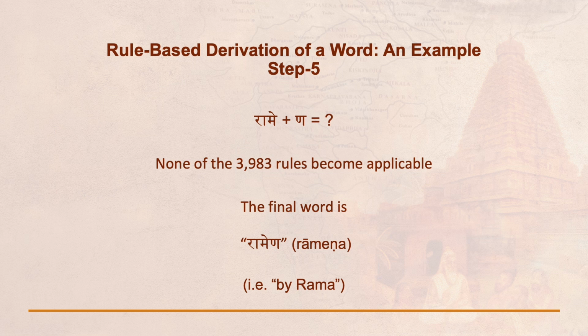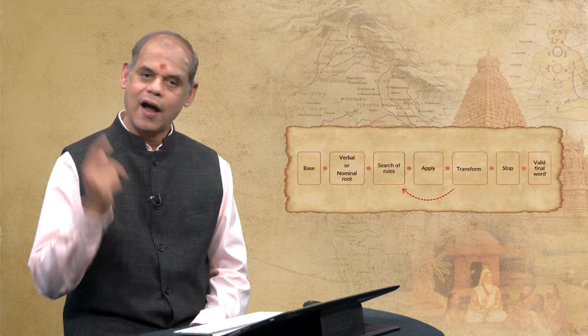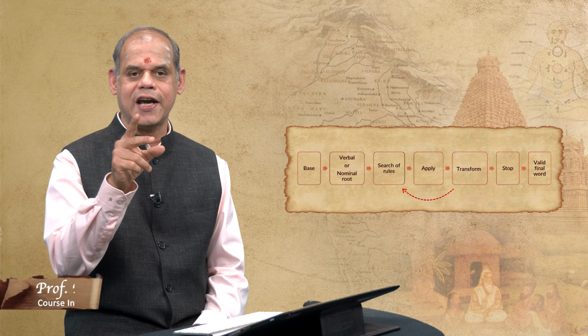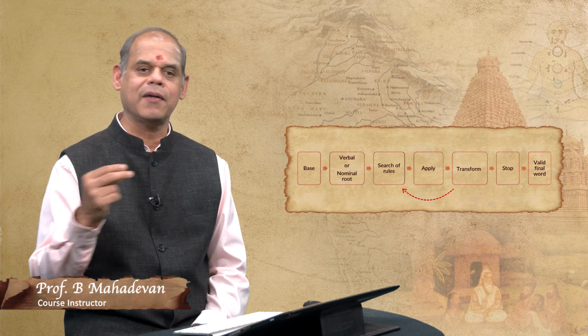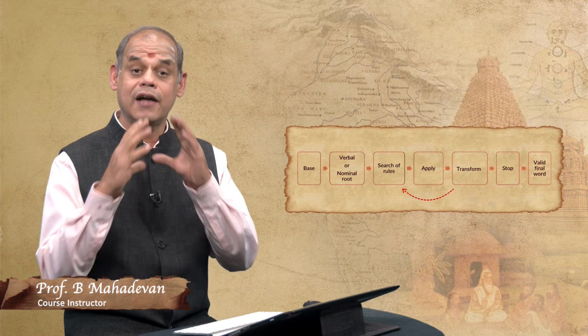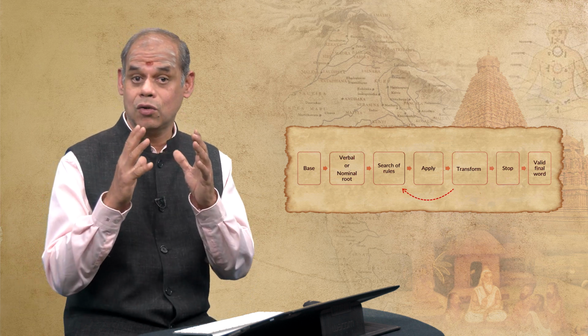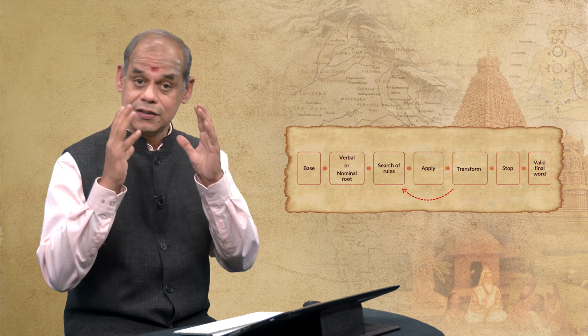So that is how this rule-based system derives. Look at the charm of it. Every time it scans for an applicable rule, applies the transformation, and it goes through a change. The moment it changes, it again looks for a rule which will apply, and when none of them apply, it exits the routine, and that's a valid word. Don't think you'll end up with an invalid word. This is the charm of Panini's rule-based operation, which I demonstrated with this example.